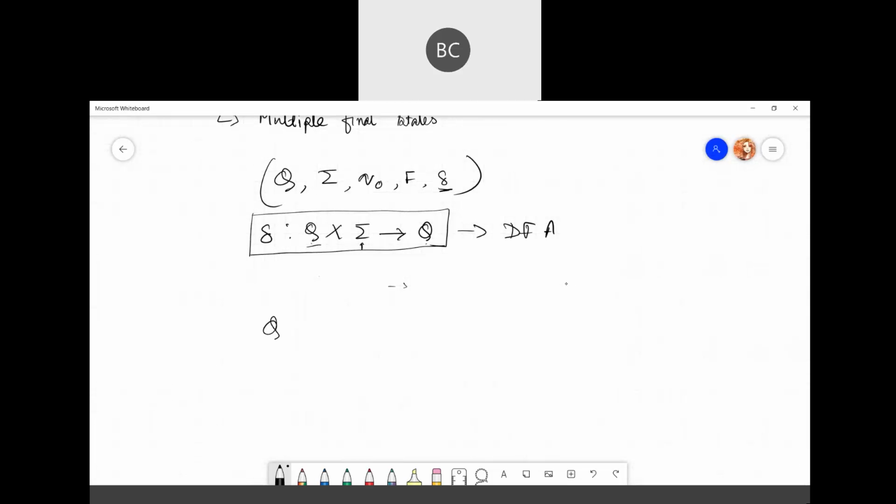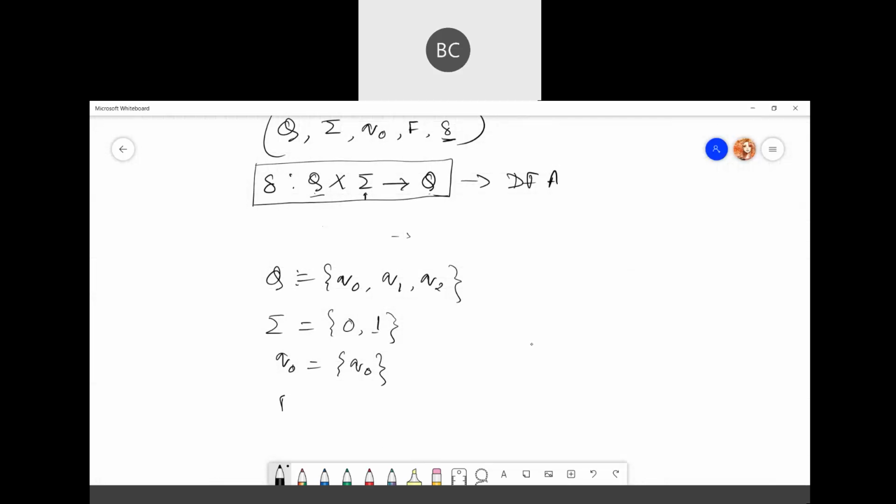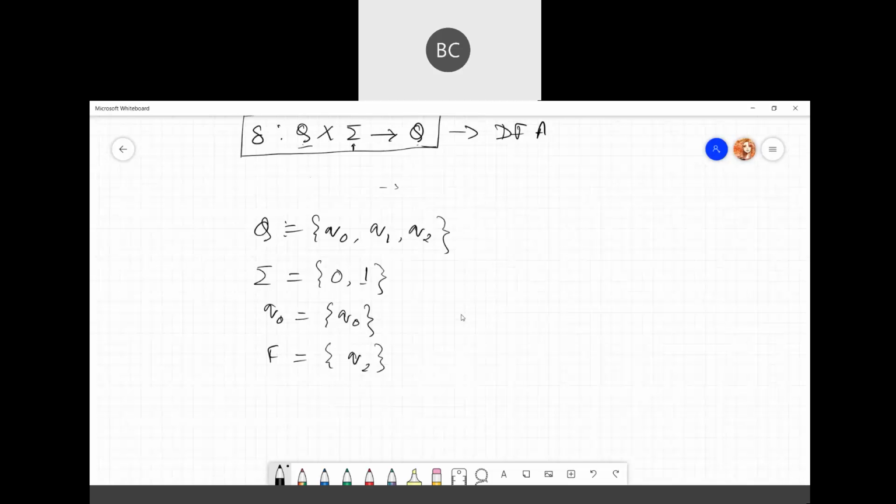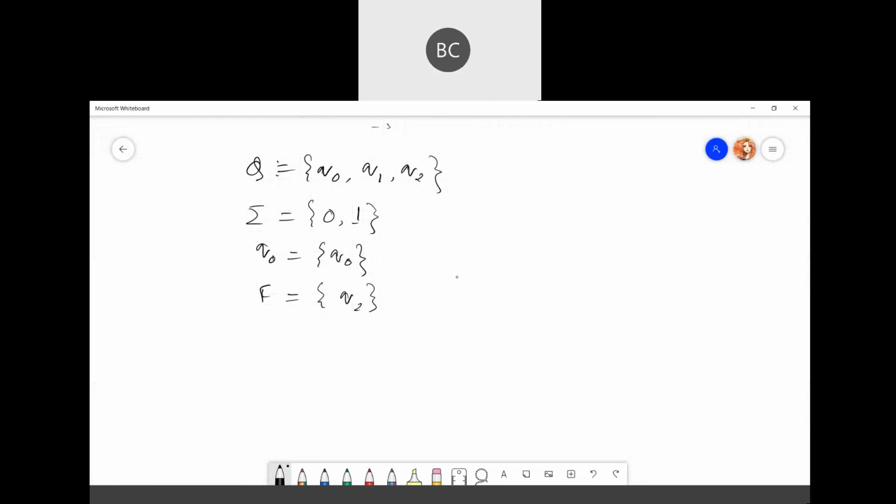For example, we have a set of states Q0, Q1, Q2. Then I have input symbols 0 and 1. And I have starting state Q0. And I have final state Q2. Now, how can I represent this? In a very simple way, I can represent it as Q0. It's an initial state, I have already mentioned.